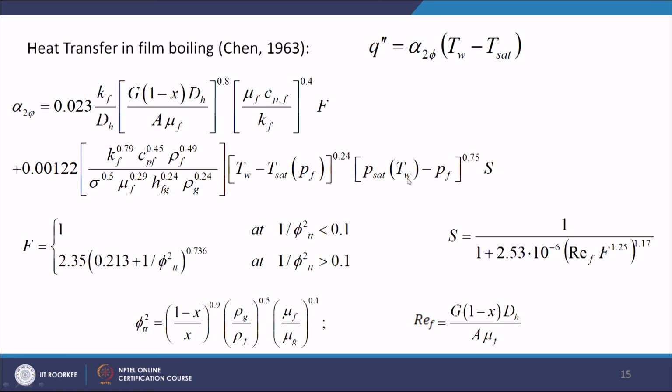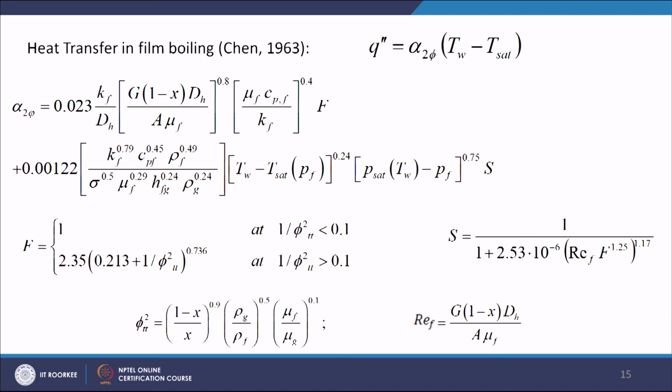Here we are having empirical constants also, this F and S. So, F and S can be found out in this fashion. F is 1 for this limit, whenever it is a very high value of two phase friction factor, and for a lower value you will be finding out this one. Okay. S can be found out in this fashion, where it is once again dependent on F and the film Reynolds number. Film Reynolds number can be defined in this fashion.